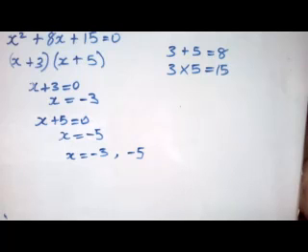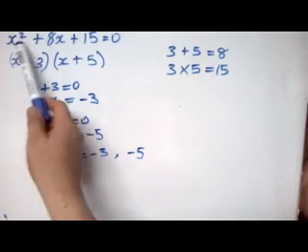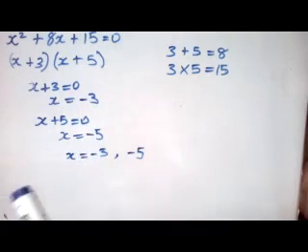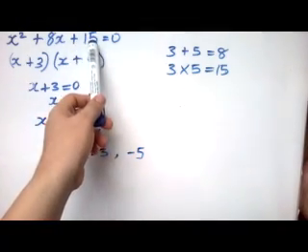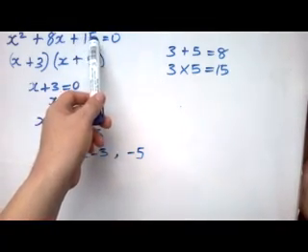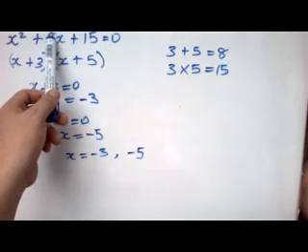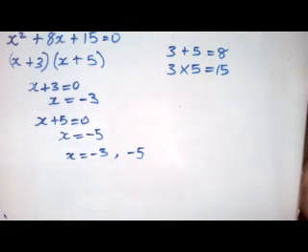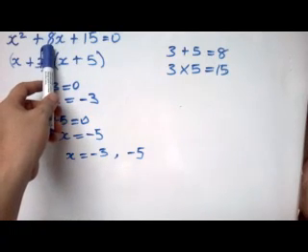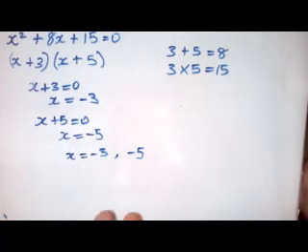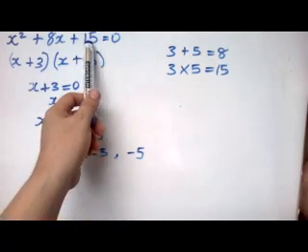Very simple, isn't it? Let's try to look at it again. When this equation was given to us, we focused on two numbers. One is 15. You notice the 15 doesn't have any x. And the other one is the coefficient of x here, which is 8. And what were we looking for? Two numbers that when we add them together, the answer will be 8, but when we multiply the two numbers, the answer will be 15.